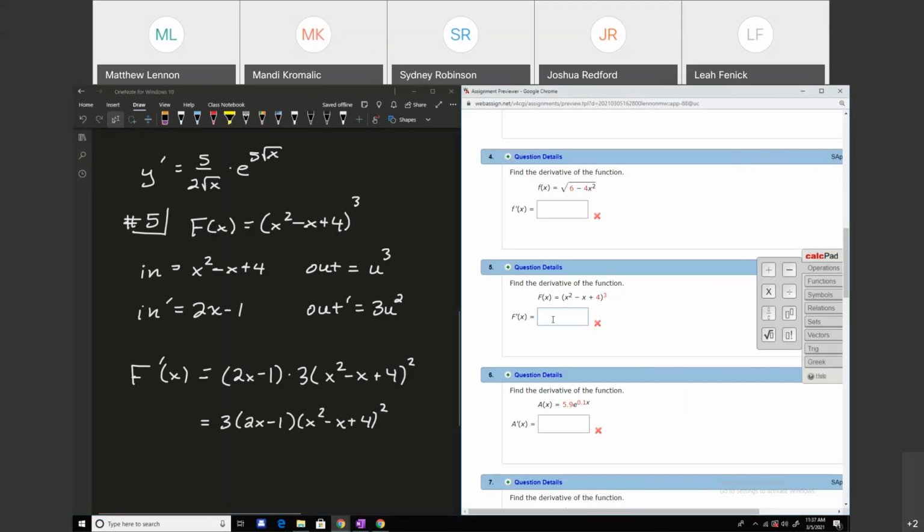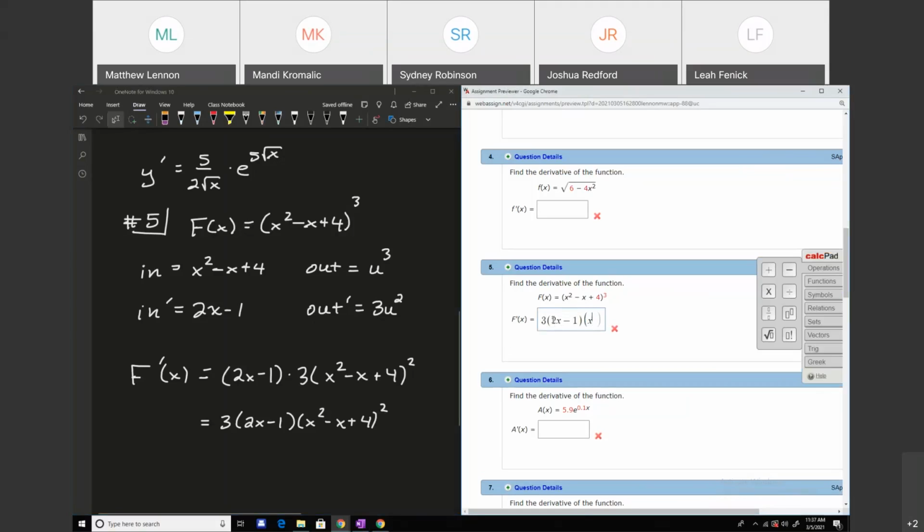So here we would have 3 times 2x minus 1. Again, it should take all versions of this answer. Times x squared minus x plus 4, quantity squared.